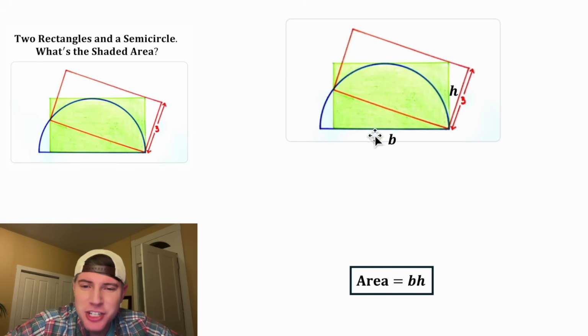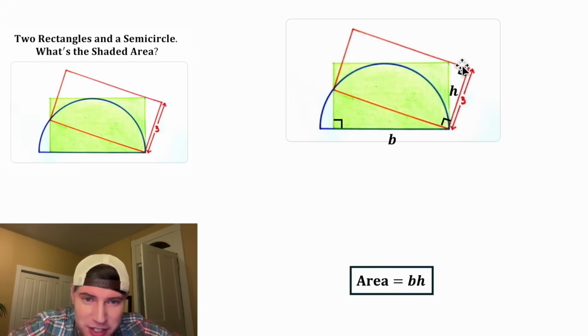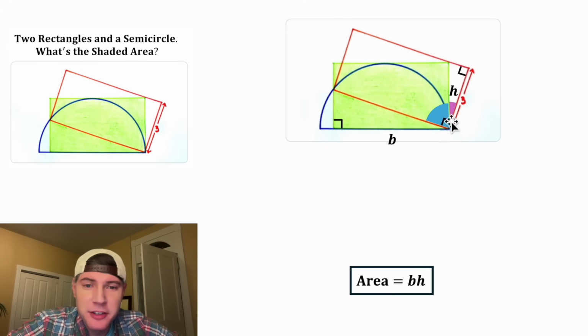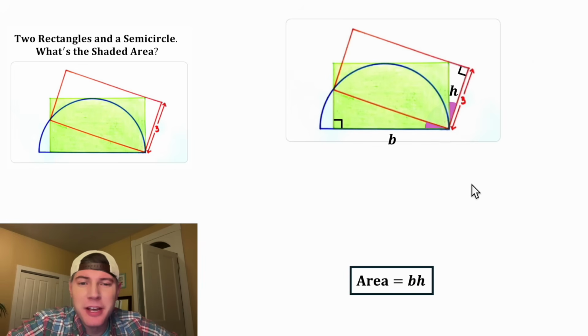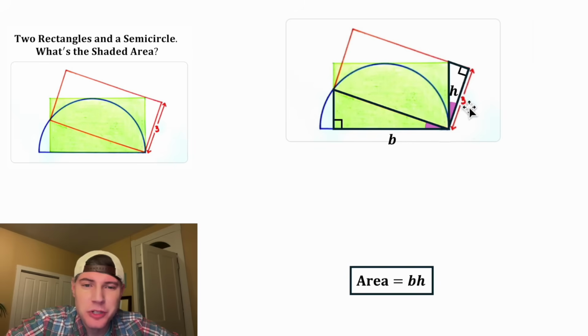Now we can take advantage of the rectangles. This will be a right angle and this will be a right angle, and this will be a right angle and this will be a right angle. And then if we focus on this triangle here, we can label this angle pink and this angle blue. The pink angle and the blue angle are going to equal 90 degrees. And now we have two similar triangles. For any two triangles that have two corresponding congruent angles, the two triangles will be similar.